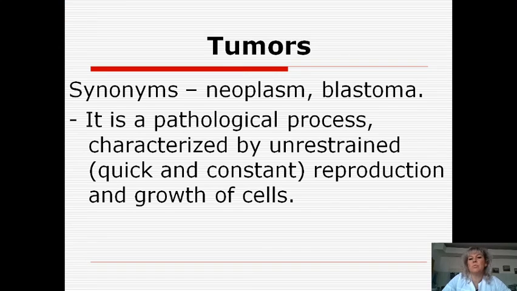What are tumors? Definition. We know synonyms of this term: neoplasm, blastoma. A tumor is a pathological process characterized by unrestrained, quick and constant reproduction and growth of cells.